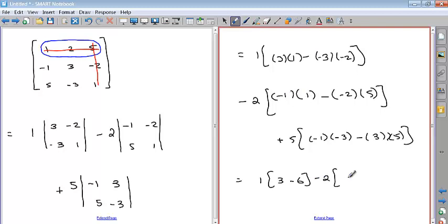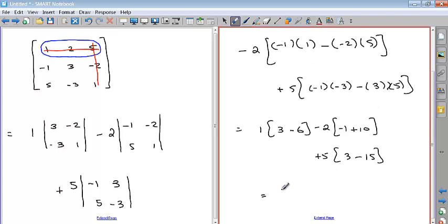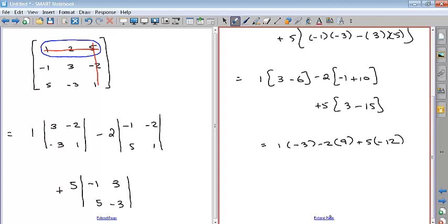Second one here, we have negative 1 times 1, which is negative 1. We have negative a negative 2, so that's positive 2 times 5, so it's plus 10. And then we have plus 5 times negative 1 times negative 3, which is positive 3. And then we have negative 3 times 5, which is 15. So then you have 1 times negative 3 minus 2 times 9 plus 5 times negative 12. Make sure I did that right.